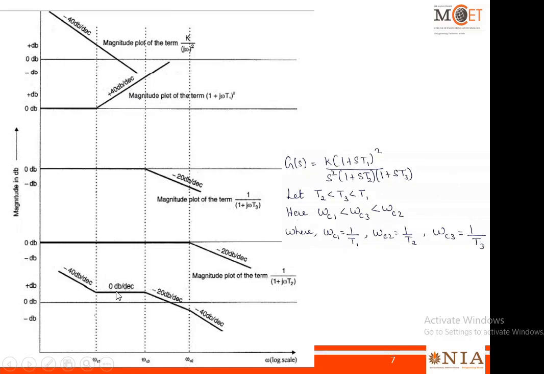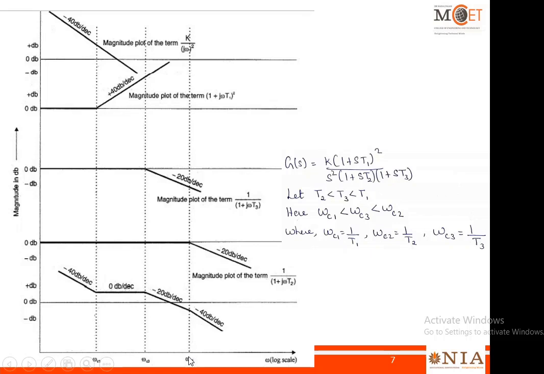Now the curve is continuing with what slope? 0 decibels per decade slope. The slope is 0, that means there is no slope, you will have a constant line. The curve is continuing. After this cutoff frequency omega c3, there is a term coming in with a slope of minus 20 dB. So your graph also will take a slope of minus 20 decibels. It continues till this point.